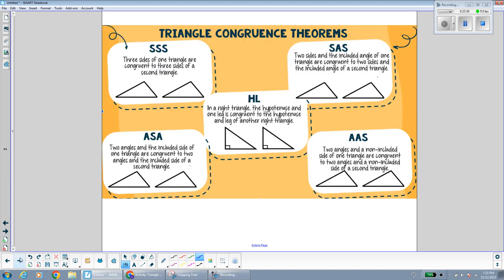Here is just a summary of the 5 methods. Feel free to pause the video because I'm going to end it now, so that way you can take a photo of this or write it down.